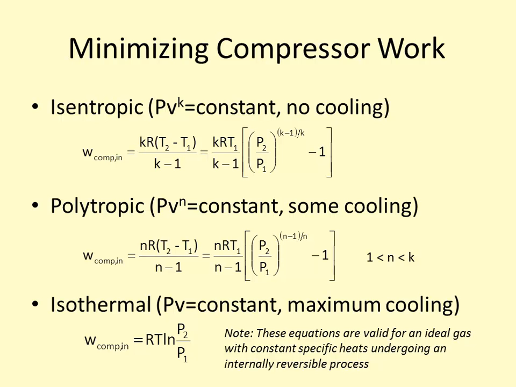So in the isentropic case, we don't apply any cooling. In the polytropic case, we apply some cooling. And in the isothermal case, we apply whatever amount of cooling we need to so that the specific volume doesn't change. So the constant temperature, constant specific volume process.